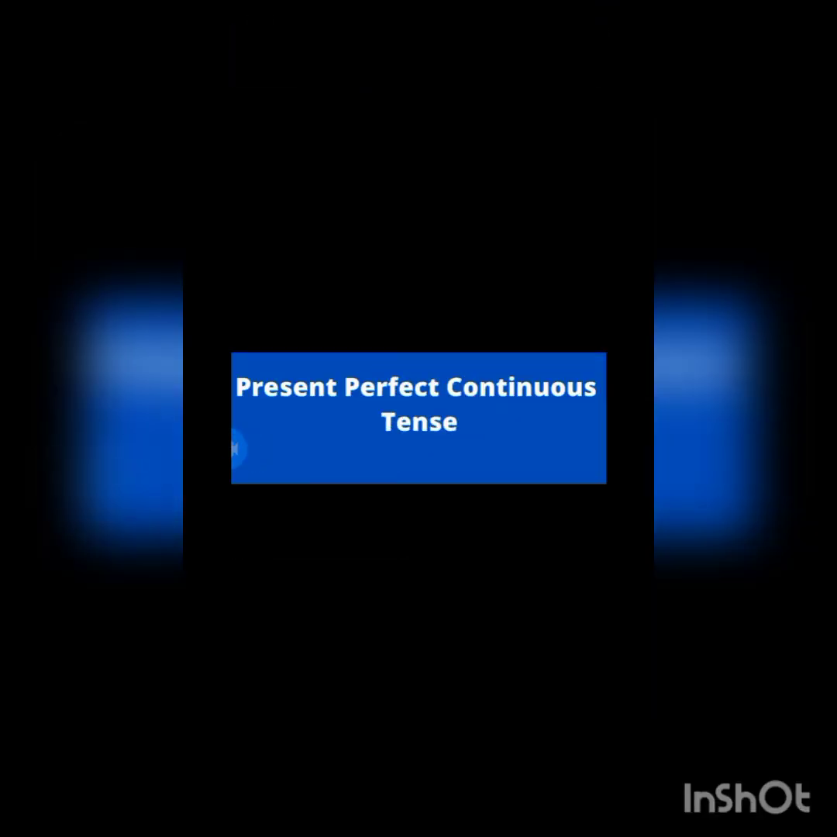So the next one is present perfect continuous tense. What is present perfect continuous tense? Present perfect continuous tense helps us to say an action or event that began in the past and has just stopped. It also indicates the time period of the action that has been happening.